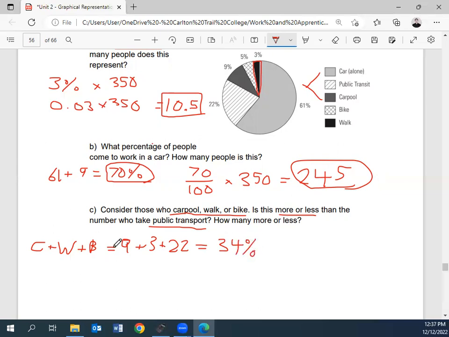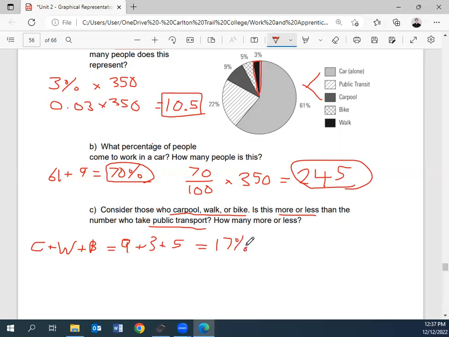And then the number of people who take public transport is, oh, sorry, I got biking wrong. It's not 22. Everyone makes mistakes with the graphs. Really important, it's 5% who bike. It's really important we pay attention, right? You pretty much get full marks if you made that mistake, just so you know, because you're showing your work here, right? So 9 plus 3 plus 5 gives me 12, 17. 17%.